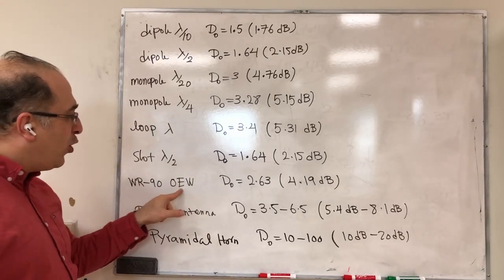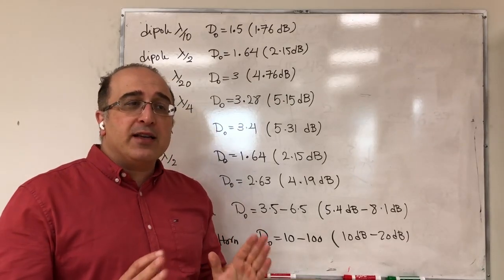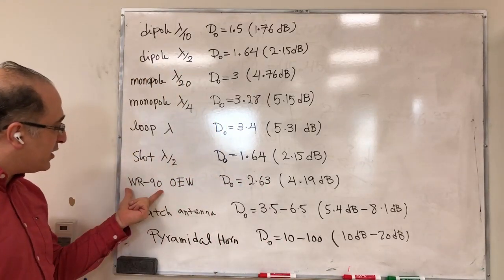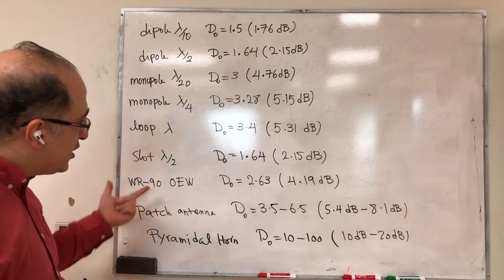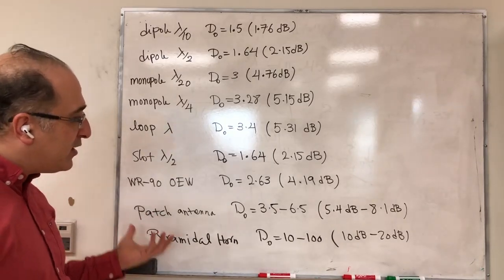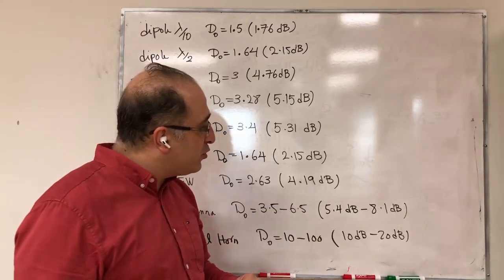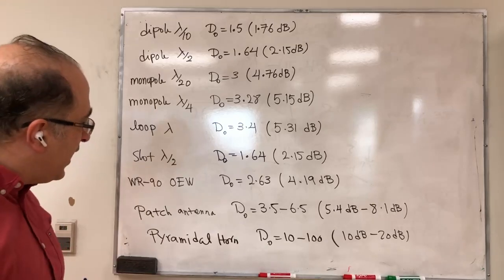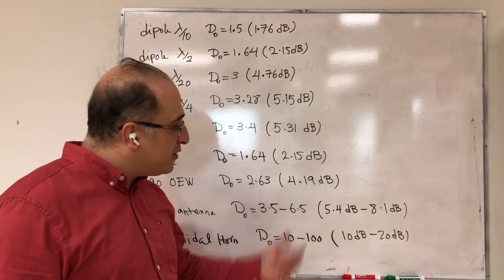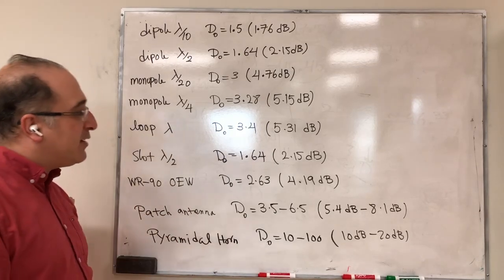As you see, this is essentially similar to half a wavelength dipole antenna. Then we also talked about open-ended waveguide antenna. You remember that A and B in open-ended waveguide antenna needed to follow certain sizes based on the type of waveguide. This is, for example, WR90, which is for X-band. The directivity is mentioned here. Microstrip antenna or patch antenna, typical directivity is from 3.5 to 6.5, or 5.4 to 8.1 dB, just typical values. And for pyramidal horn antenna, typical directivity that you may use is 10 dB to 20 dB. So these are some directivity values that we have.